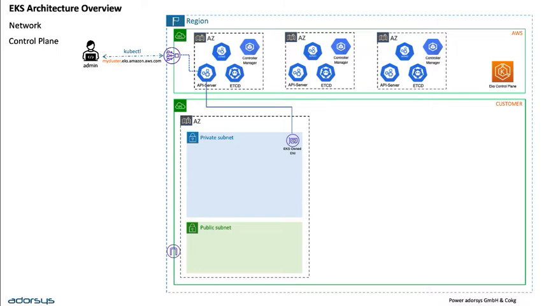Optionally, you can enable the private endpoint and disable the public endpoint, or enable both the public and private endpoint. In this case, API requests from the customer VPC communicate with the control plane by using the network interface through a private hosted zone.